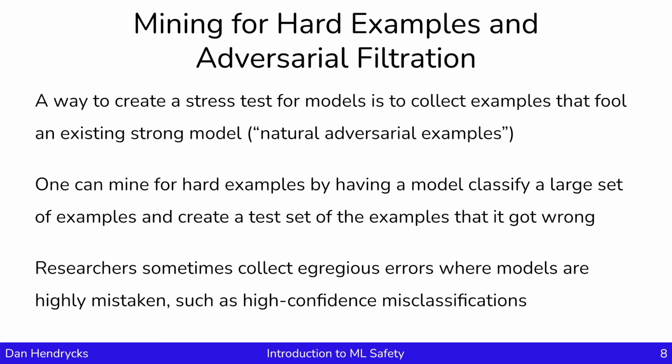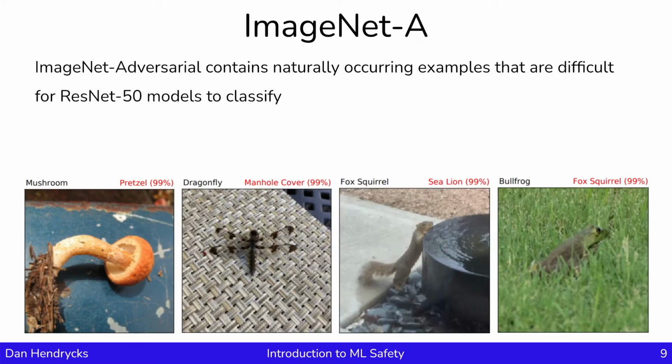Researchers can, in the process of adversarial filtration, collect egregious errors where models are highly mistaken, such as when they create high confidence misclassifications. So we might not just search for examples that models got wrong, but examples that models got extremely wrong. A dataset constructed through adversarial filtration is ImageNet-A. It contains naturally occurring examples, and they were collected based on whether a ResNet-50 got them incorrect. So a ResNet-50 model processed a large dataset of images, and the examples for which the ResNet-50 gave an egregious misclassification were selected.